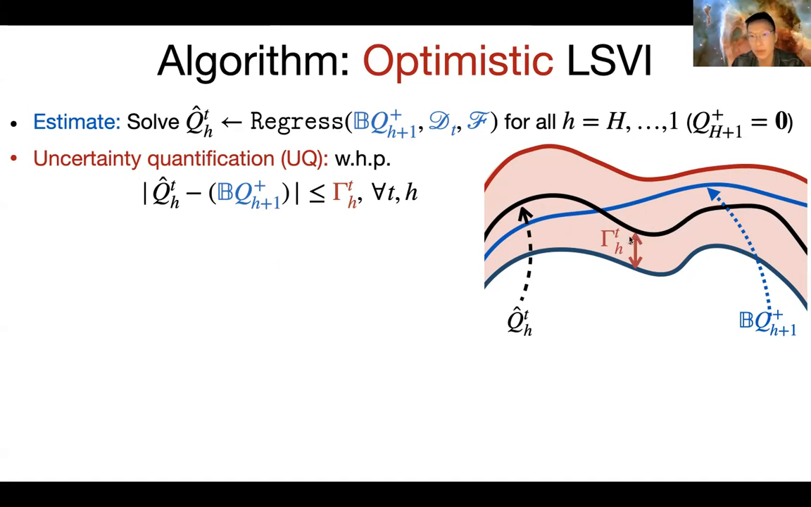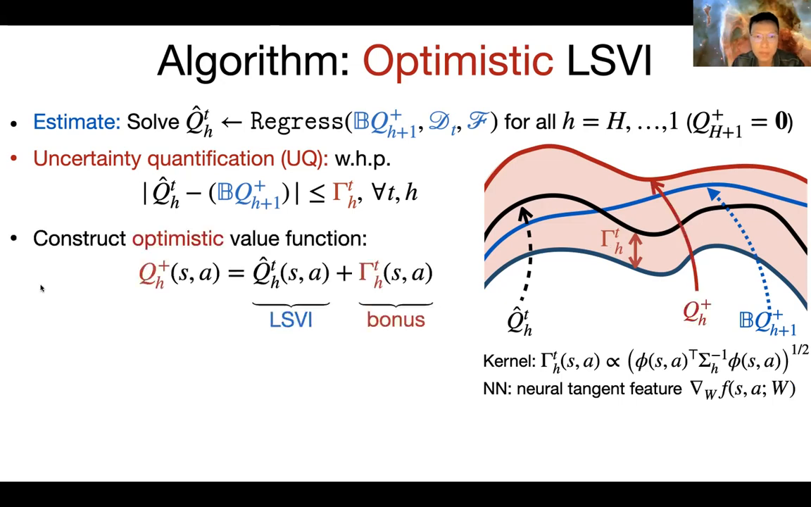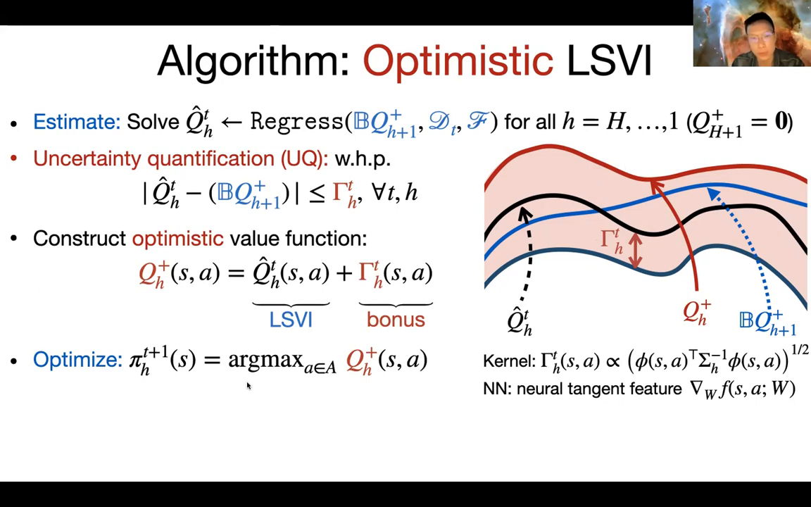And the width of the uncertainty region is given by this gamma function, which can be computed in closed form for both kernel and neural network. Then we propose to add this uncertainty quantifier to the black line and get an upper confidence bound given by this red line. And then we will update our policy using the greedy policy with respect to the upper confidence bound. And by doing this, we directly make a trade-off between exploration and exploitation.